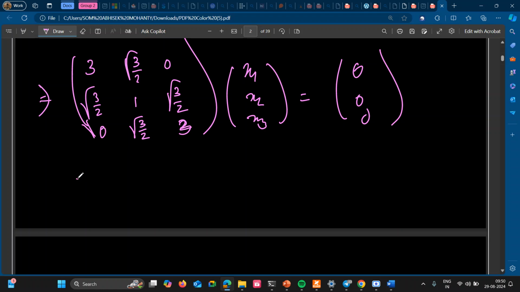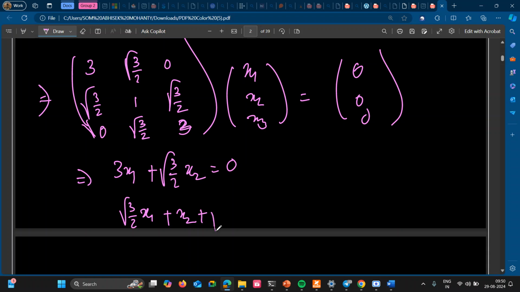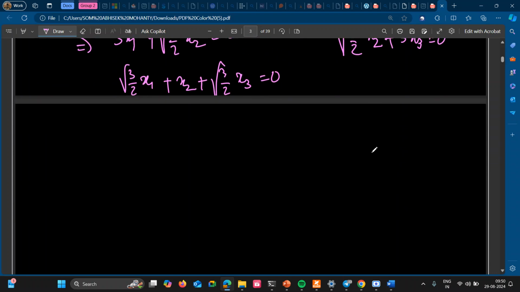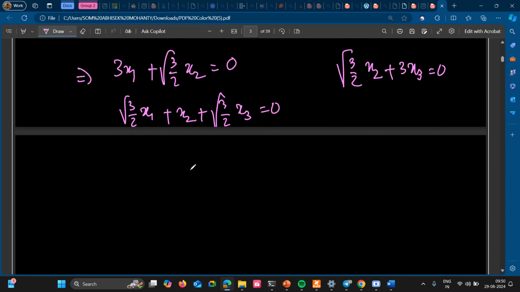So let's write the equations. 3x1 plus root over 3 by 2 x2 is equal to 0. Root over 3 by 2 x1 plus x2 plus root over 3 by 2 x3 is equal to 0. Then root over 3 by 2 x2 plus 3x3 is equal to 0. So from these equations we have to find x1, x2, x3, which will give us the eigenvector. Okay, 3x1 is equal to minus of root over 3 by 2.